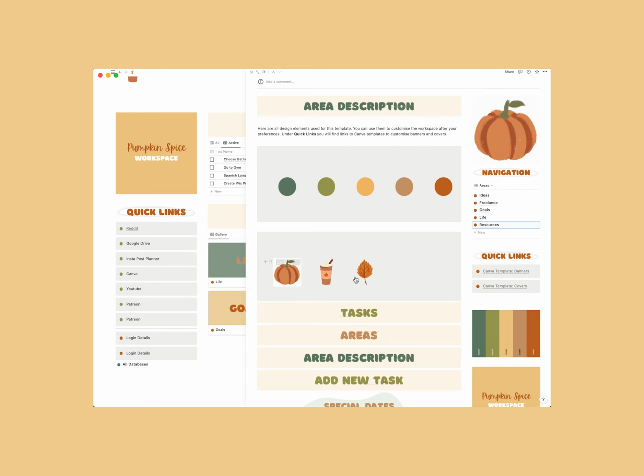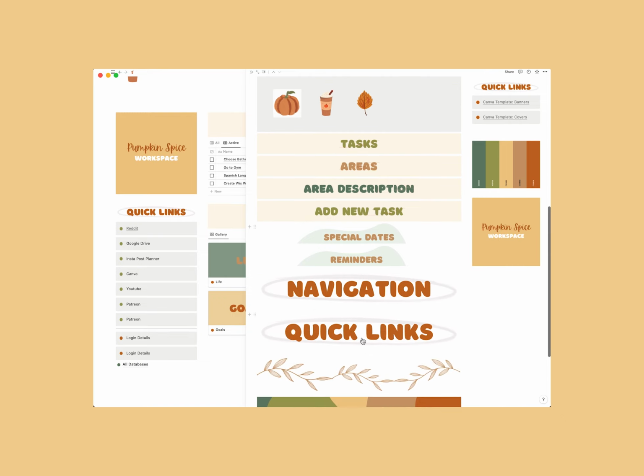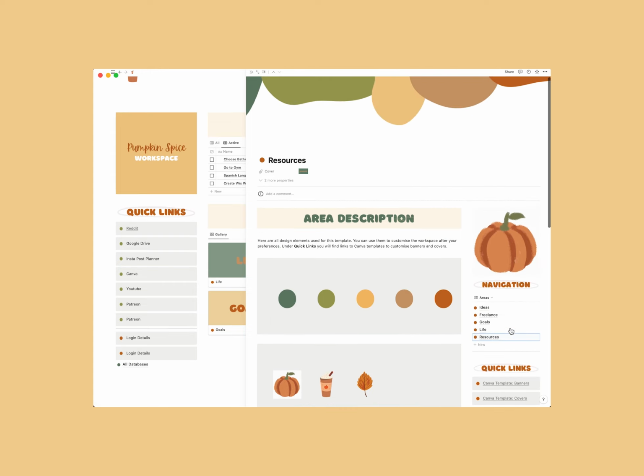So you can easily just save those and drag them or copy them, duplicate them. Here are all the banners. And on your right, you see all the quick links to the Canva templates, the color palette, and so just wanted to mention that. And then we have the navigation here, so it's easy to move around.